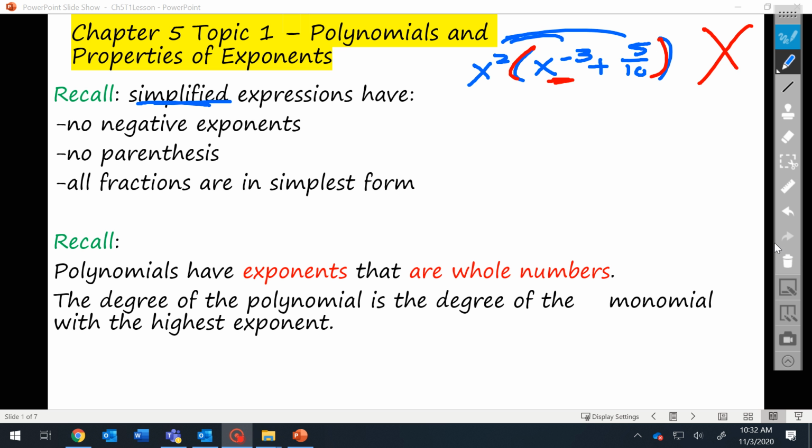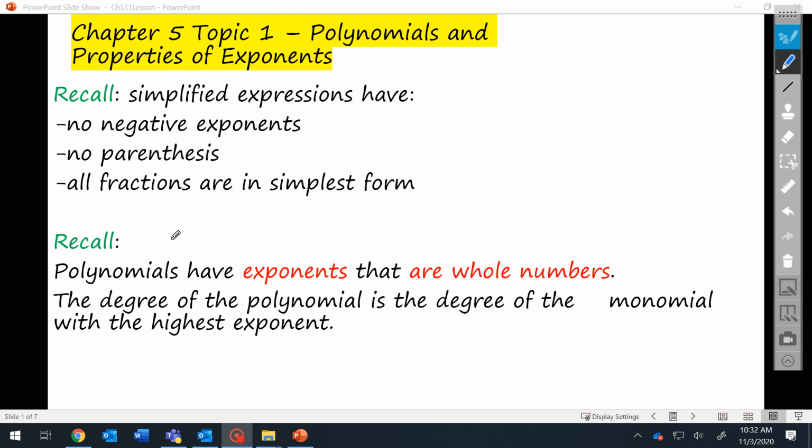All right, a couple of things. We're going to look at that in a minute. Recall, polynomials have exponents that are whole numbers. Just because it's an expression doesn't mean it's a polynomial. Polynomials in particular have exponents that are whole numbers. So x to the third, polynomial. x to the 1/2, not a polynomial. The degree of the polynomial is the degree of the monomial with the highest exponent. So for that, you're just looking at each term for the term with the highest exponent, the highest degree. We'll look at that in a little bit.